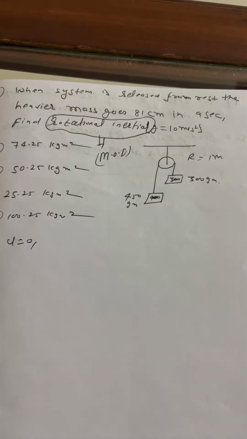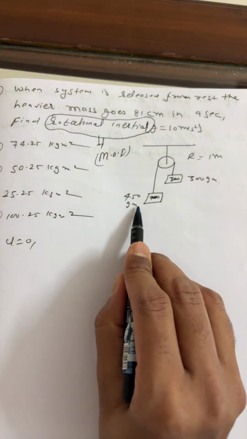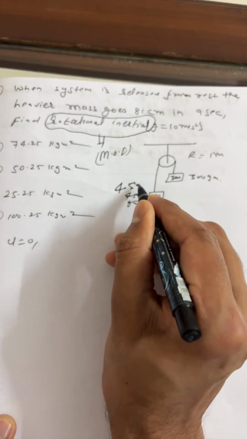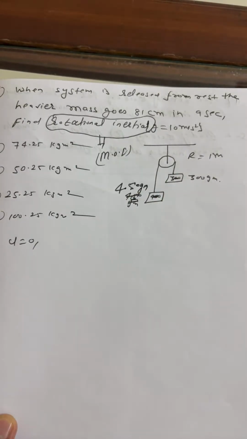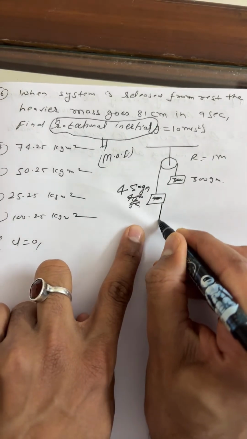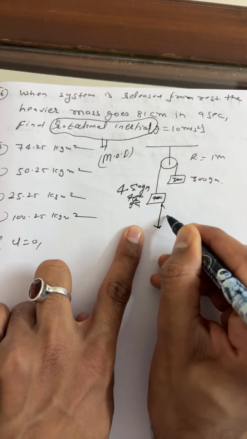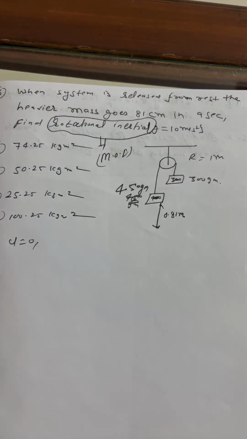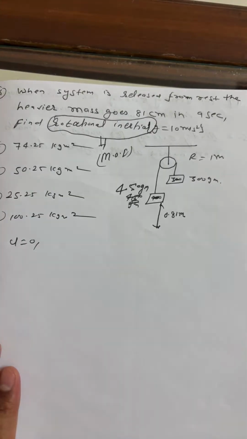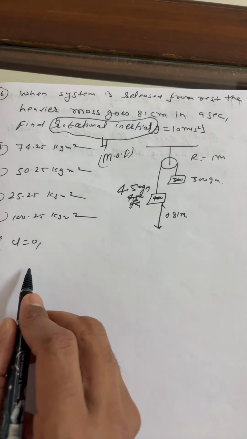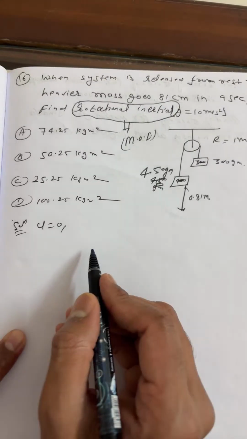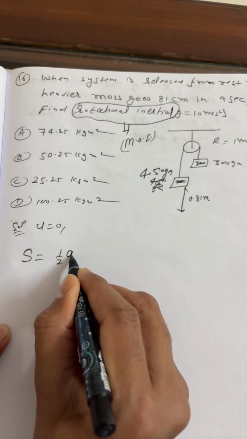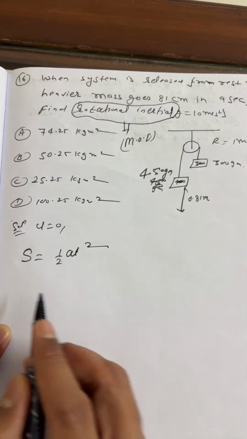U is 0. The heavier mass is 450 gram, my dear. I'll write it here so you can easily understand. The heavier mass is coming down in 6 seconds, by how much? This is 0.18 meter. So simply we can find the acceleration of this body. For getting the acceleration, students, you can apply the second equation of motion, that is S equals half of A T square. S means 0.81.